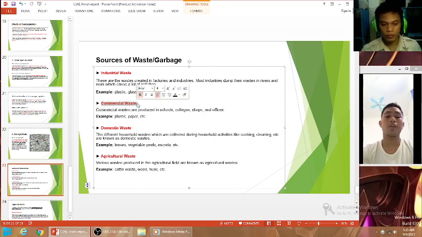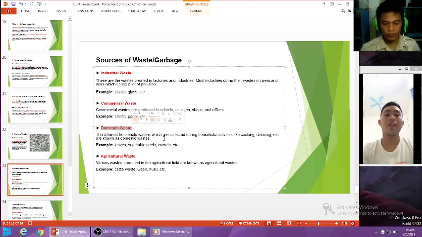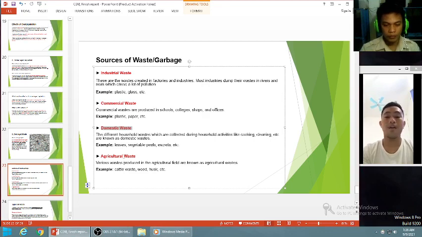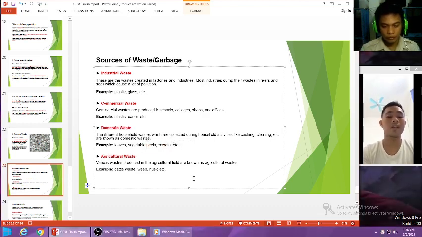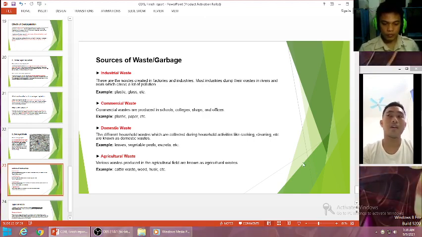Second, commercial waste. Commercial waste is produced in schools, colleges, shops, and offices. Example: plastic, paper, and etc. Third, domestic waste. What is domestic waste? Domestic waste is different household waste which is collected during household activities like cooking, cleaning, and etc. These are known as domestic waste. Example: leaves, vegetable peels, excreta, and etc. And last, agricultural waste. Various waste produced in the agricultural field is known as agricultural waste. Example: cattle waste, weeds, ash, and etc.